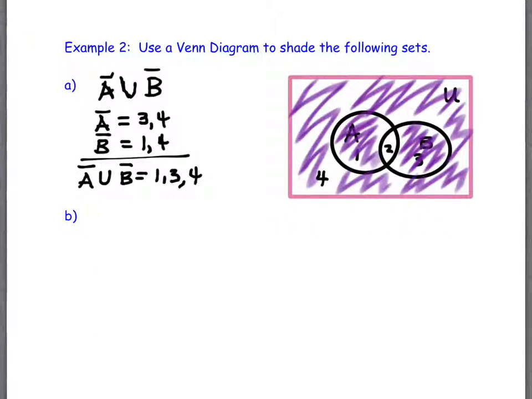Okay, that was an easy one because there's only 2 different sets. The next one's going to have 3. So the next one we're going to do is A intersect B union C. No complements this time, just all of the original sets. But there are 3 of them, yes?